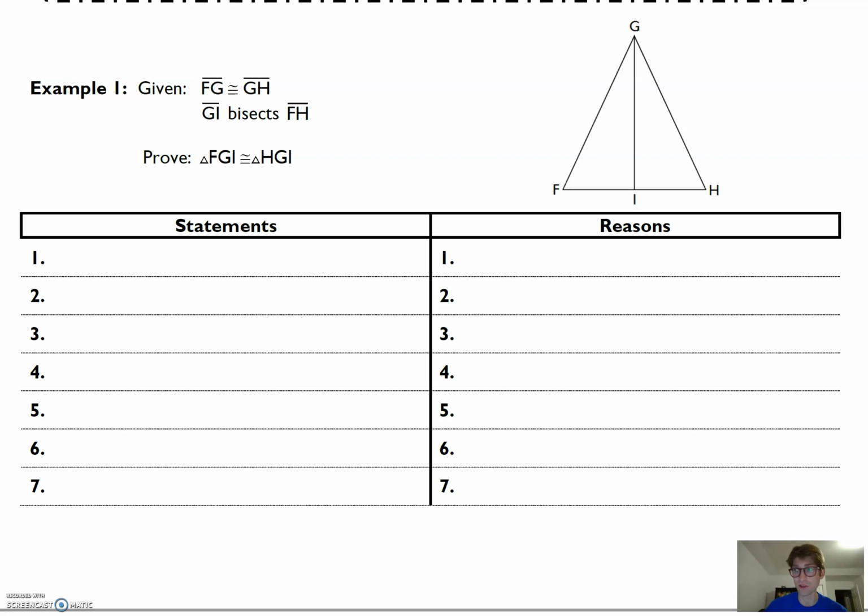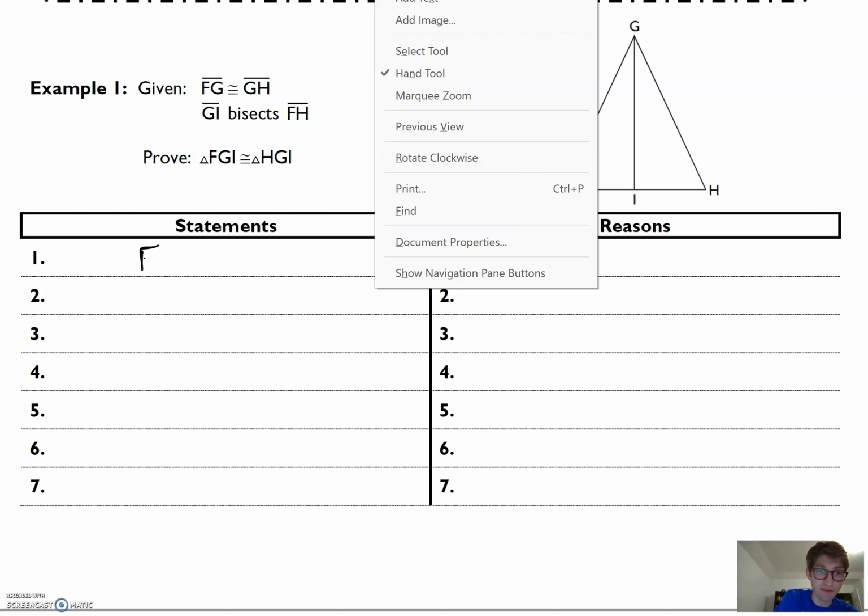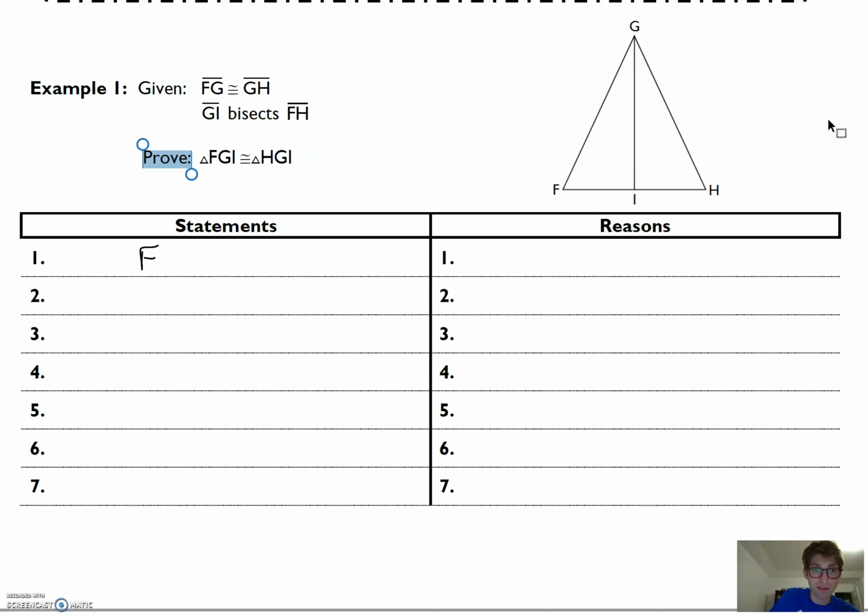So we're going to start with our givens. So bear with me. FG, maybe. Look at how cute she is.